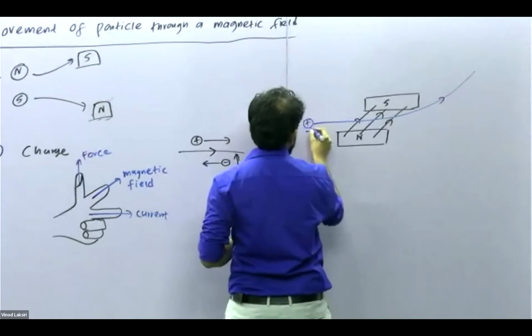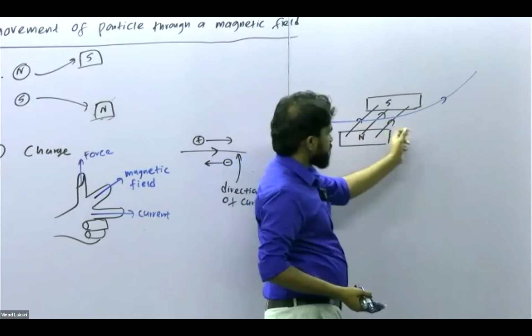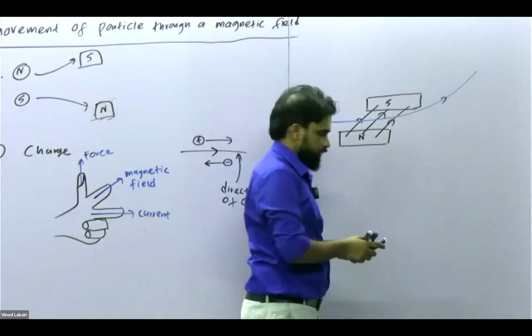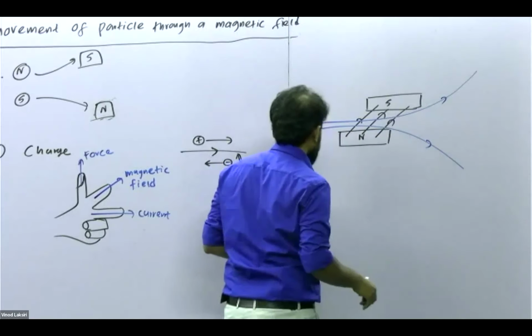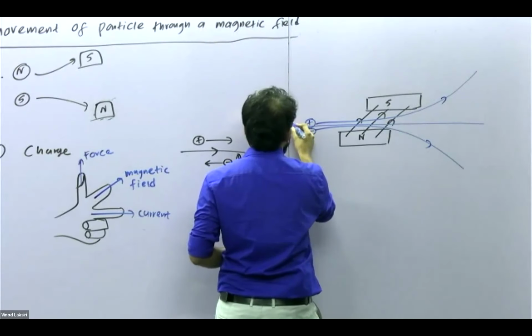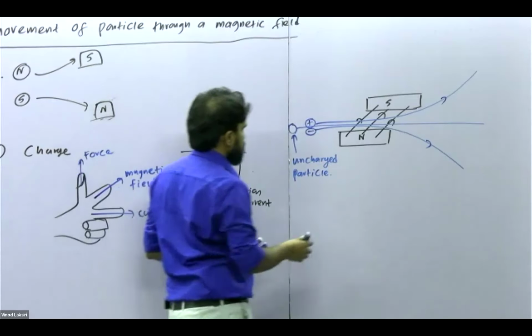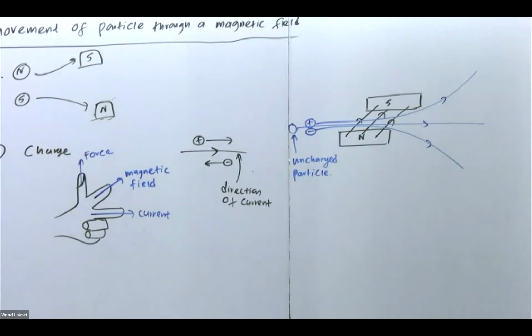So then think a negative charge particle passes, then what happens? When a negative charge particle passes in this direction, the current direction is reversed, therefore the force is downside. Therefore, this negative charge particle deflects downside. Think of an uncharged particle, with no charge, then nothing happens, right? That is the next point about the movement in a magnetic field.